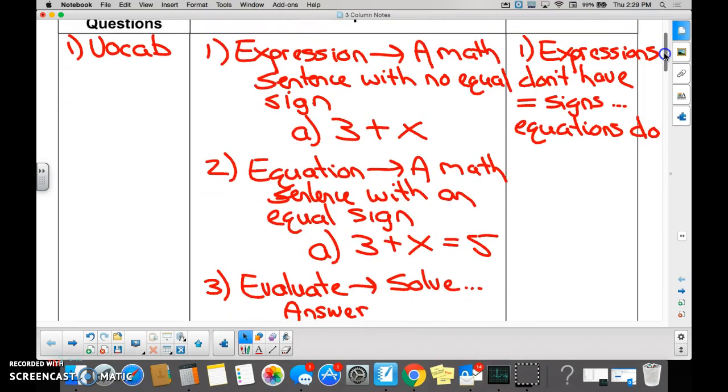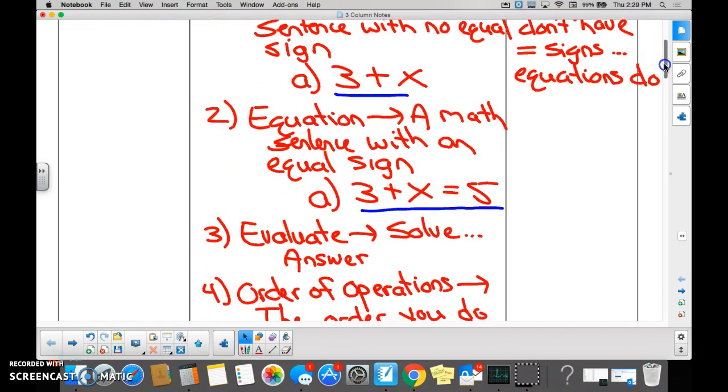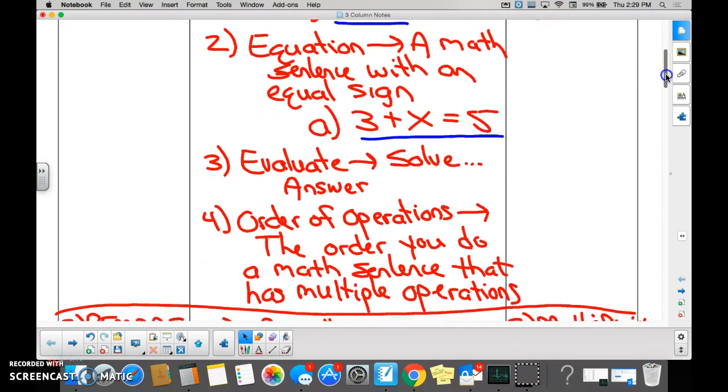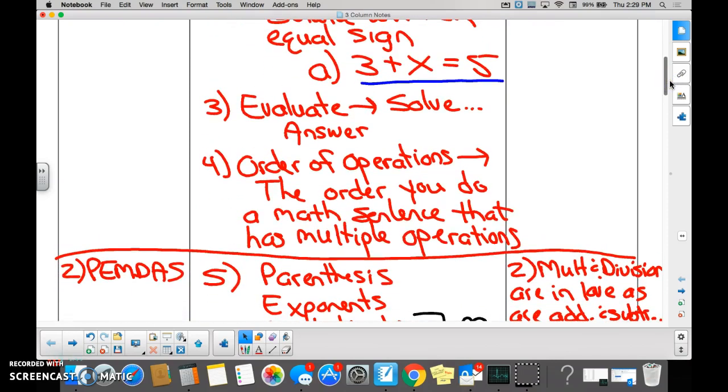Can someone explain the difference between an expression and an equation to me? Our first two words are expression and equation in vocab. What is the difference, Meredith? An expression is a math sentence with no equal sign, and an equation is a math sentence with an equal sign. Good. One has an equal sign, that's an equation. One does not, that's an expression. Everybody, what does evaluate mean? To solve. Solve or to answer, right? Okay, and then order of operations would be the order in which you perform operations if there are more than one in the problem. Okay?